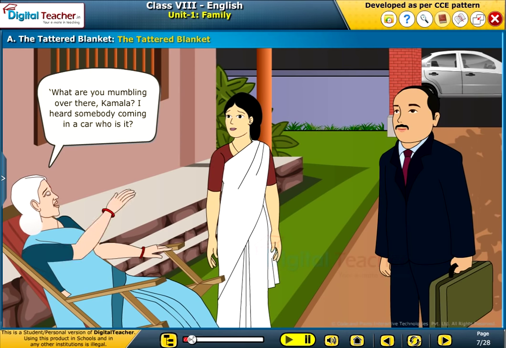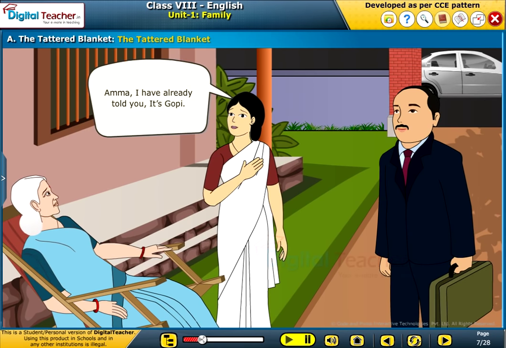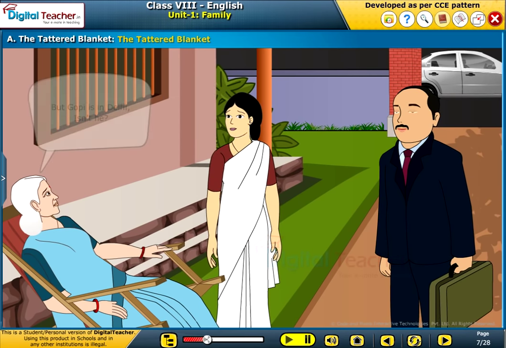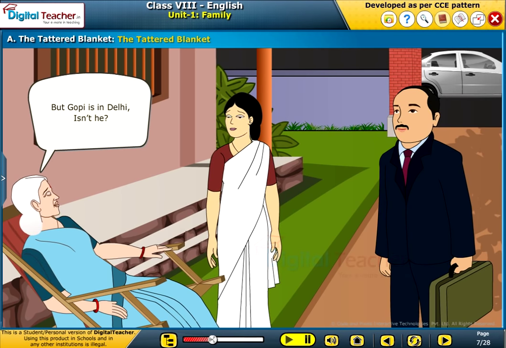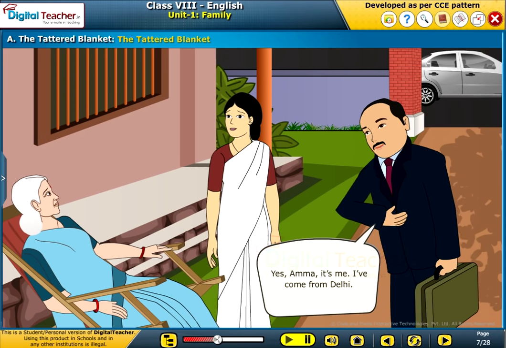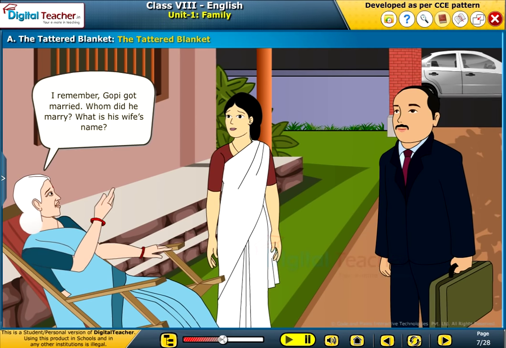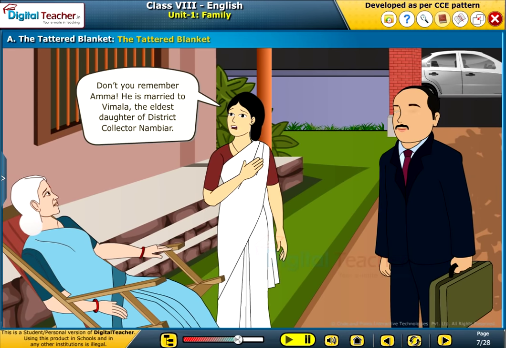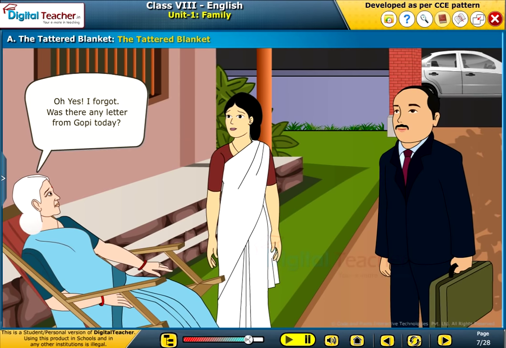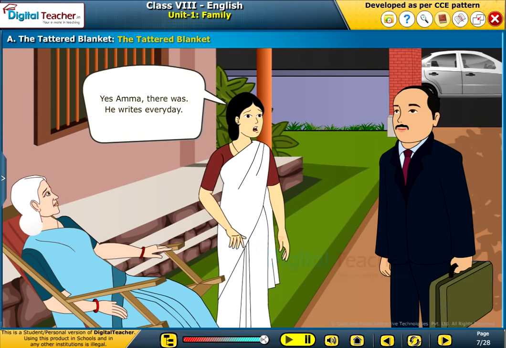What are you mumbling over there, Kamala? I heard somebody coming in a car. Who is it? Amma, I have already told you, it's Gopi. But Gopi is in Delhi, isn't he? Yes, Amma, it's me. I have come from Delhi. I remember, Gopi got married. Whom did he marry? What is his wife's name? Don't you remember, Amma? He is married to Vimla, the eldest daughter of district collector Nambiar. Oh yes, I forgot. Was there any letter from Gopi today? Yes, Amma, there was. He writes every day.